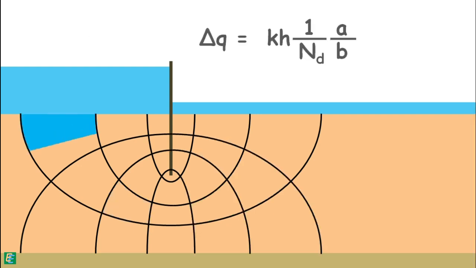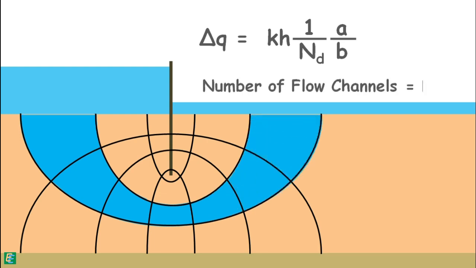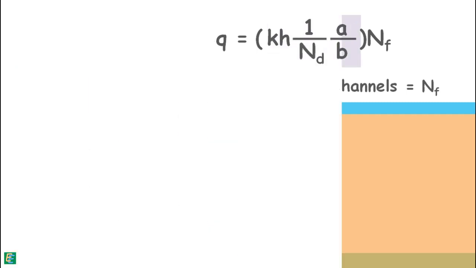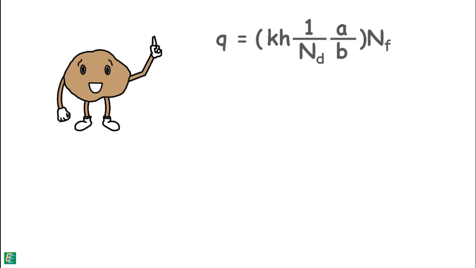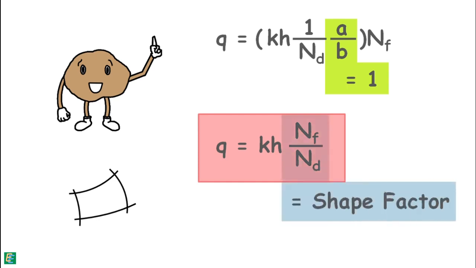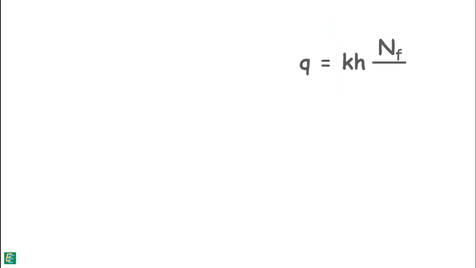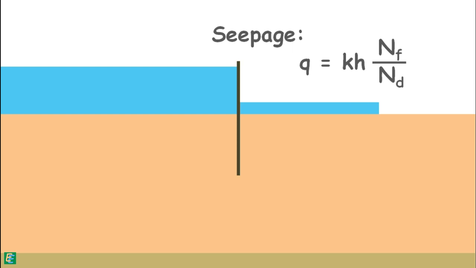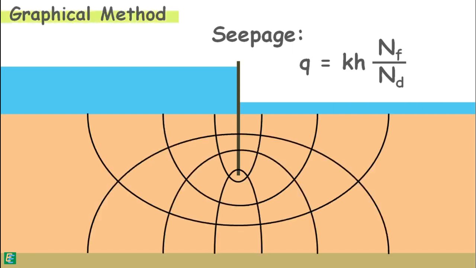Again, this is the discharge through one flow channel, and if the total number of flow channels in the flow net is NF, then total discharge can be written as NF times the discharge through one flow field. Remember that a flow net is constructed by elementary squares, so this quantity is 1. So the total discharge through soil can be written as this. This ratio is called the shape factor. So this is how we calculate the seepage through soil under any structure using a flow net by the graphical method.